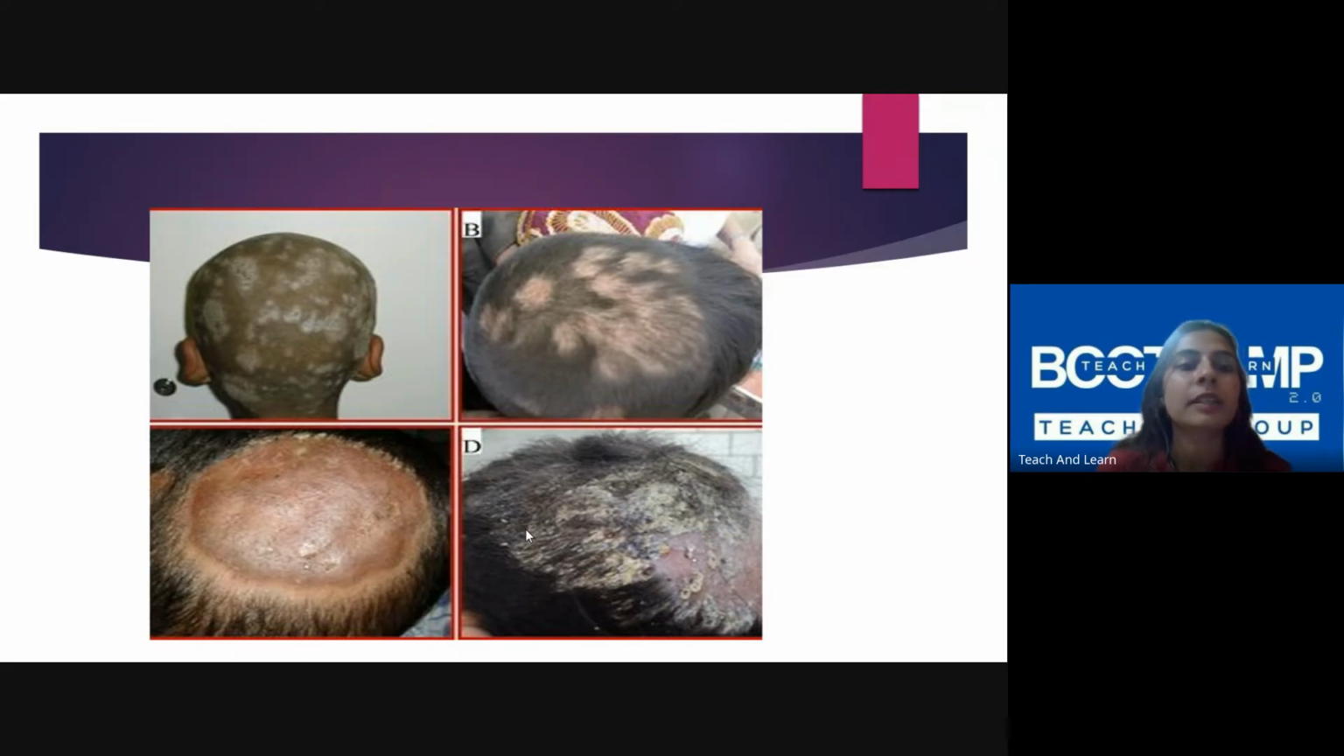On the left side, you can see very clearly raised plaques, scaly plaques with irregular borders, which are spread throughout the head. Because the patient has shaved the head, we cannot see an alopecia patch, but there are obvious raised plaques with scaliness.